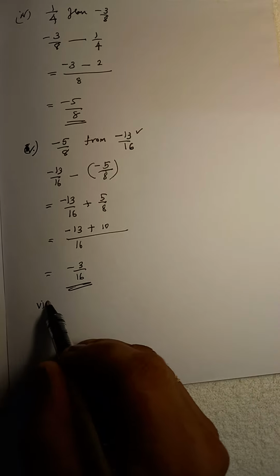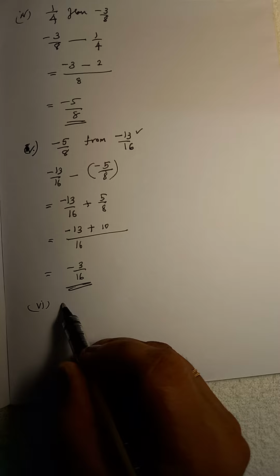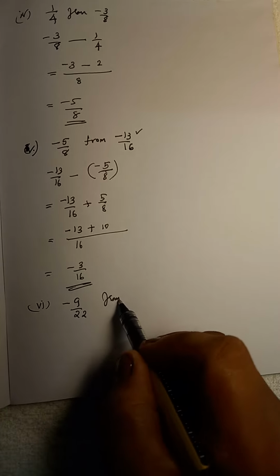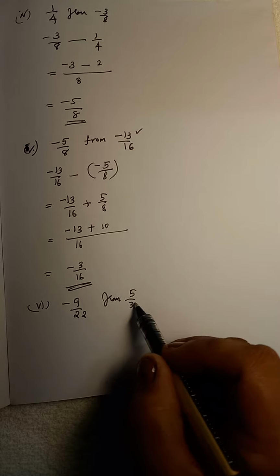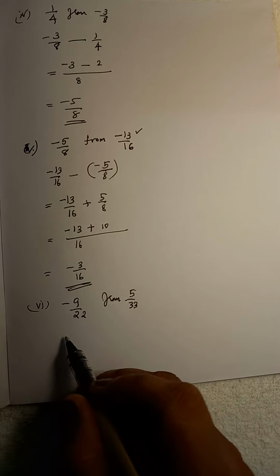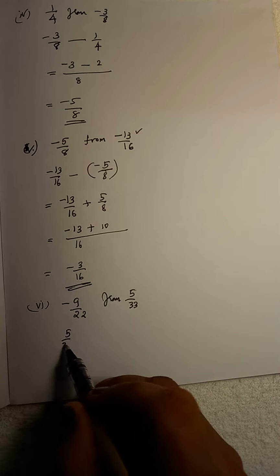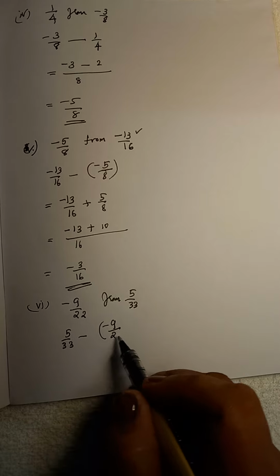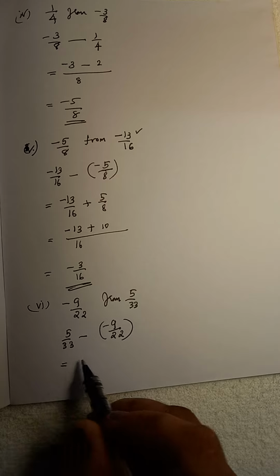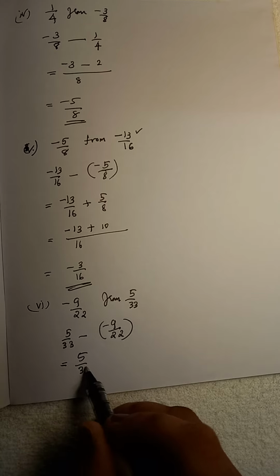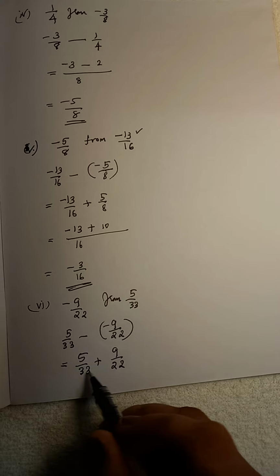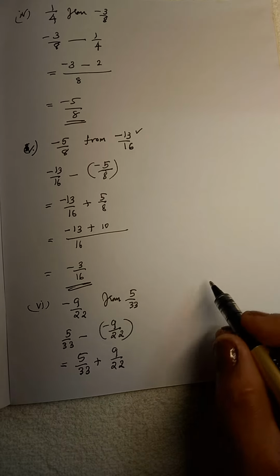Now the sixth question is subtract minus 9 by 22 from 5 by 33. Here we have to write 5 by 33 at first, that minus minus 9 by 22. Now this is equal to 5 by 33 plus 9 by 22. Now we can take the LCM of 33 and 22.